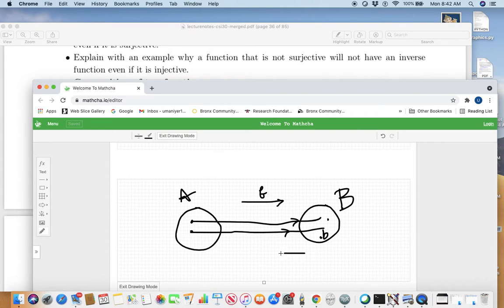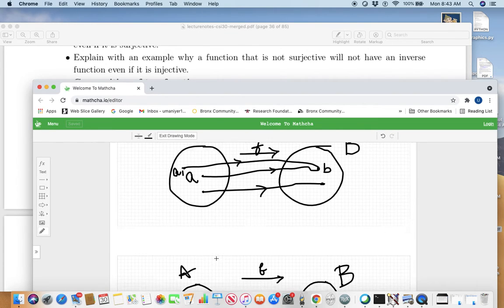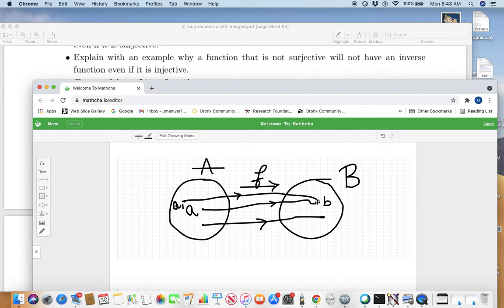Well, where will the inverse take B to? Nowhere, because B does not have any pre-image. So f inverse is again not defined. This is why not being surjective implies inverse not defined. Not being injective implies inverse is not well defined, so there is no unique pre-image.